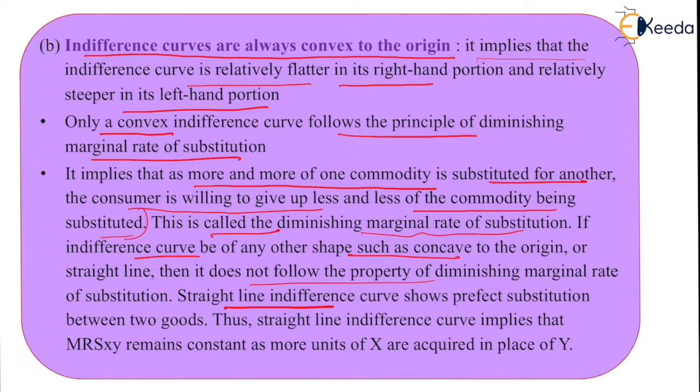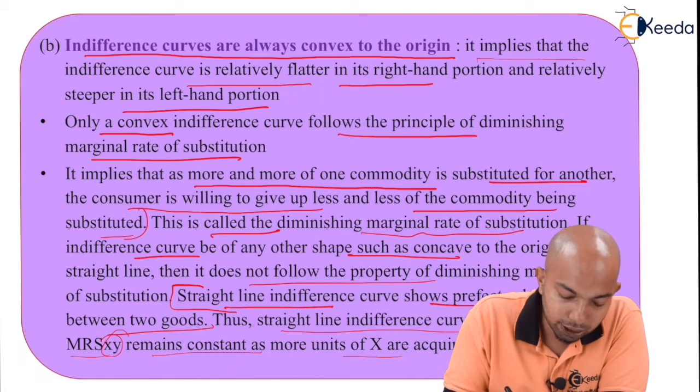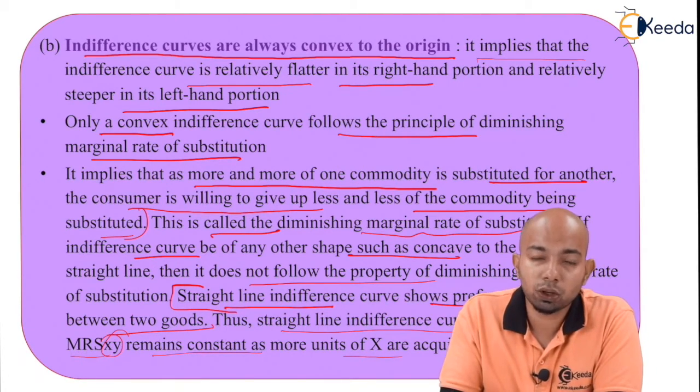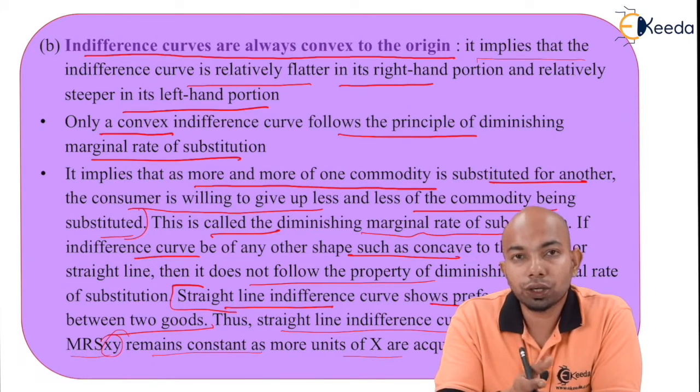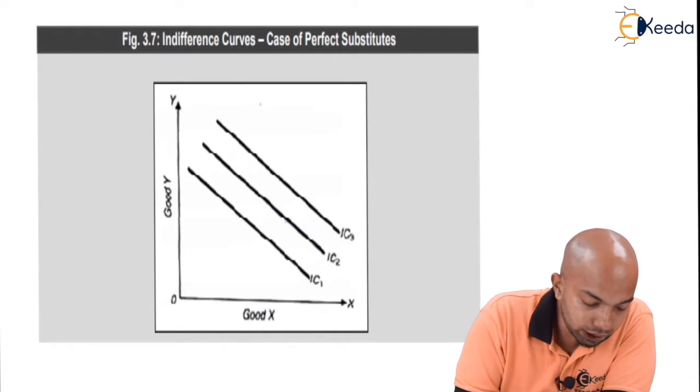Straight line indifference curve shows perfect substitution between two goods. This straight line indifference curve gives the perfect example of substitution between two goods. Thus, straight line indifference curves imply that the MRS, or marginal rate of substitution of x and y combination, remains constant as more units of x are acquired in place of y, because the equilibrium is set according to that. Figure out the indifference curve that we have here.